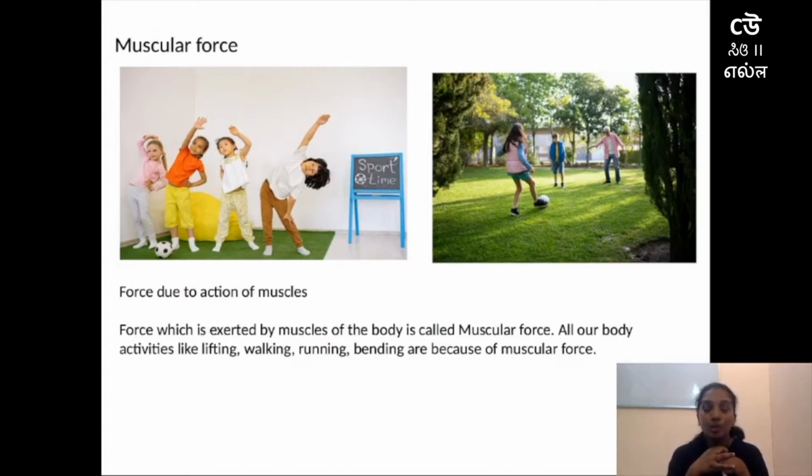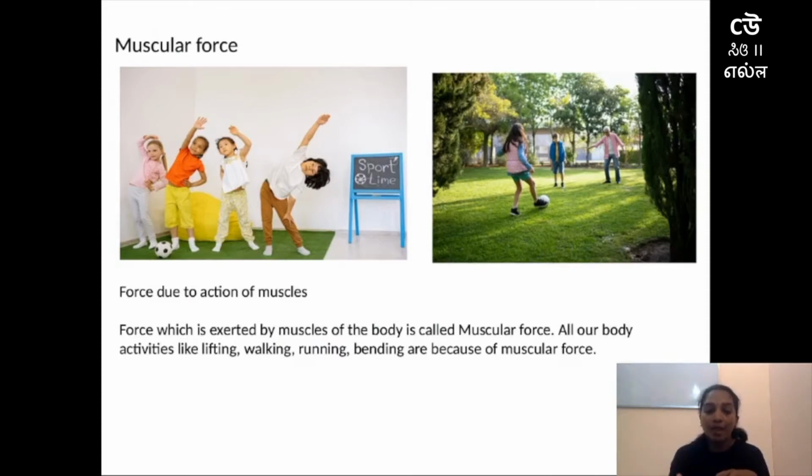And also, not only when you're playing or lifting anything, but also when you breathe and when you eat, every time you apply your body organs, the muscles in your body will be exerting some force. That force is called muscular force. Force which is exerted by muscles of the body is called muscular force.